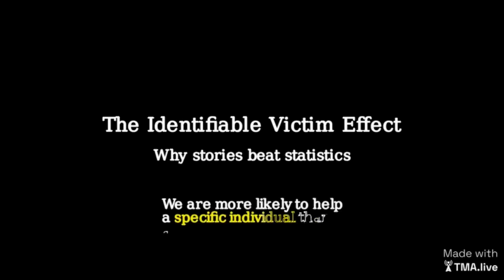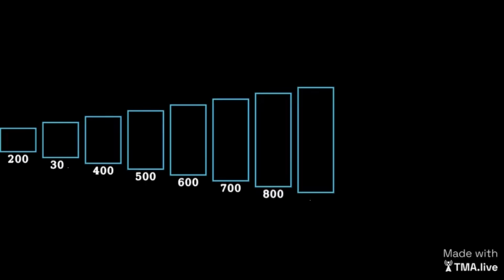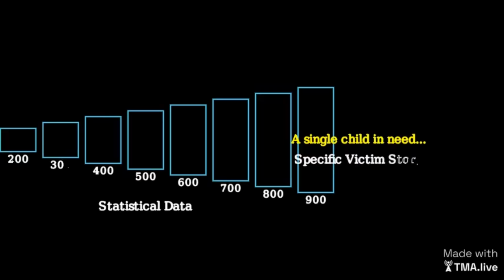The identifiable victim effect describes our tendency to feel more compassion and be more willing to help a specific individual as opposed to a large group of people. This is a powerful bias that affects our decision making. Statistical data, while important, often fails to evoke the same emotional response as a personal story. Numbers can feel abstract and distant, while a specific victim's story can create a powerful connection.